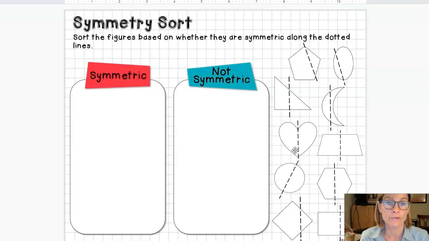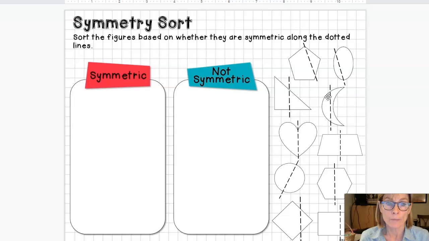And I want to clarify what that means. If you look at this circle right here, they've split it right down the middle, and it has two sides that are congruent with each other. They're a mirror image of each other, and so that is considered symmetric.